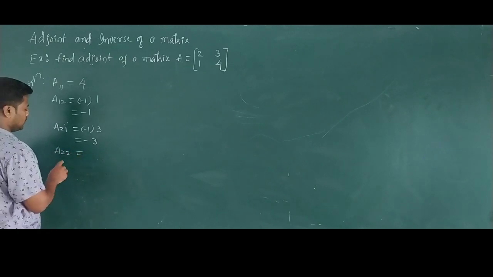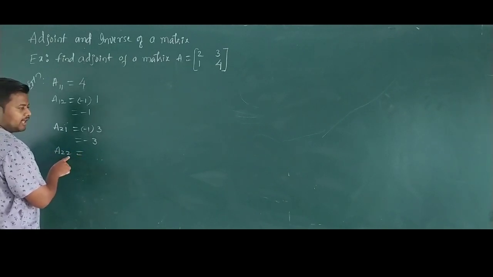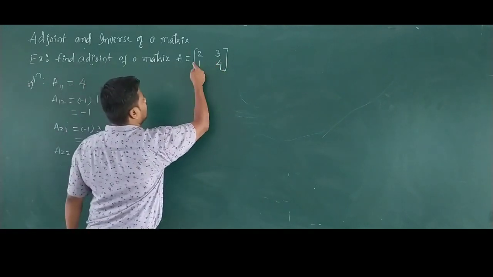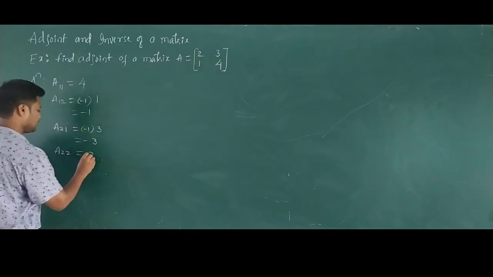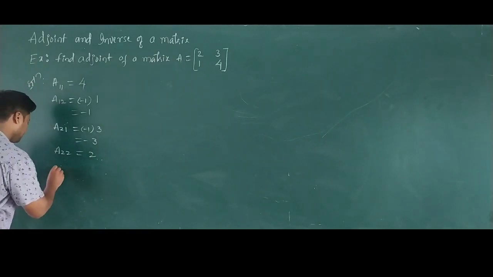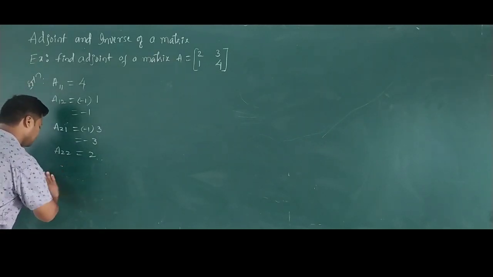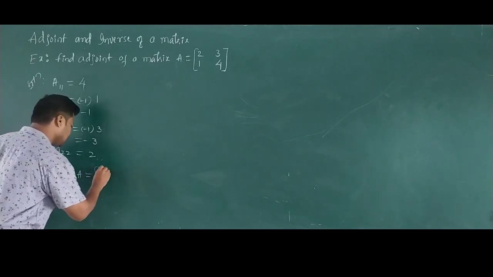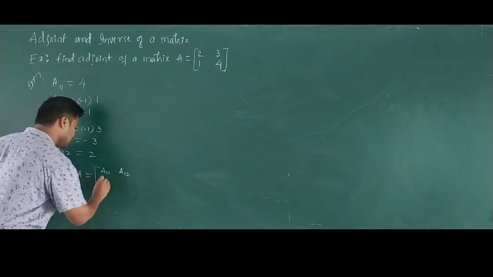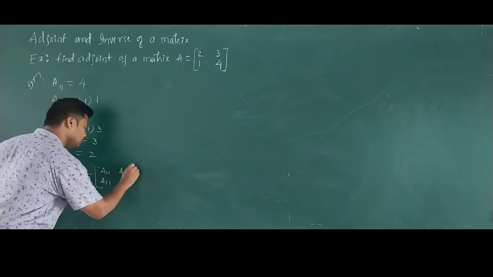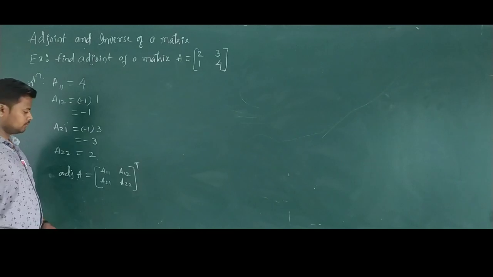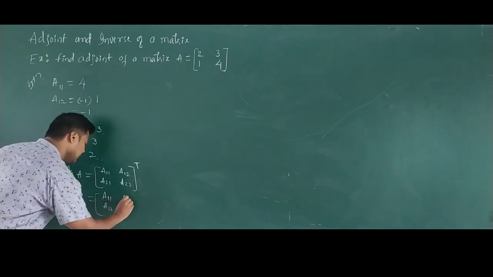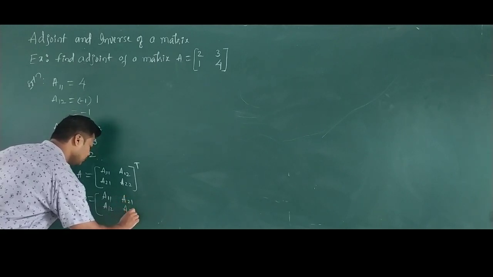A22 equals 2 plus 2, 4; minus 1 to the power 4 means plus, leave it. The remaining element is 2. So directly, adjoint of A equals what? A11, A12, A21, A22, transpose. That is nothing but A11, A12, A21, A22.